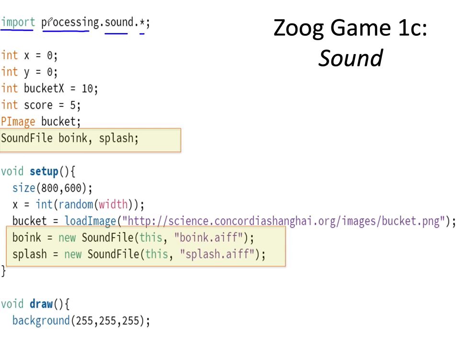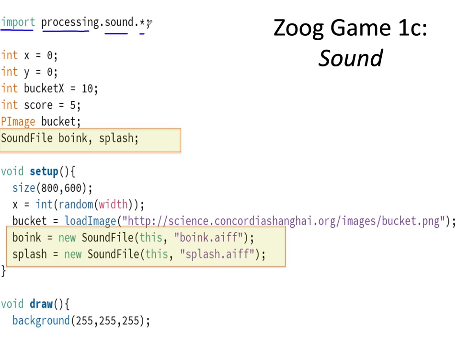We're importing a library from the Processing Foundation. It's called Sound, and the asterisk here is a wildcard. It says we want to import every single method from that library. And that's just a sort of shortcut instead of having to specify which ones we want to use. You can if you want.